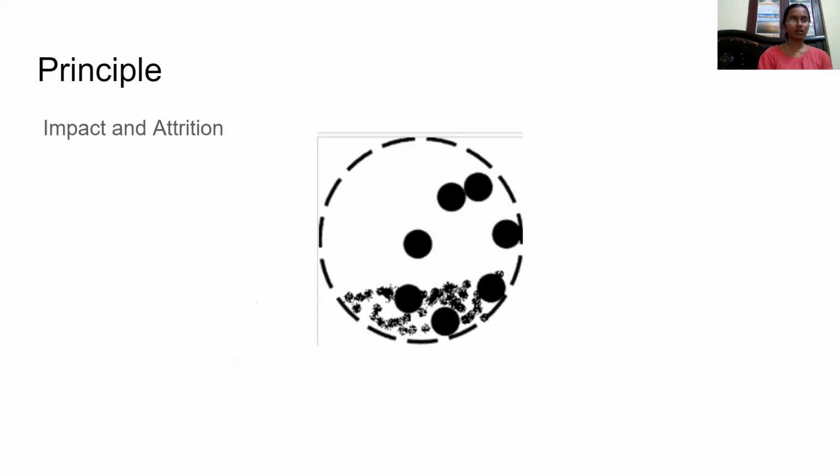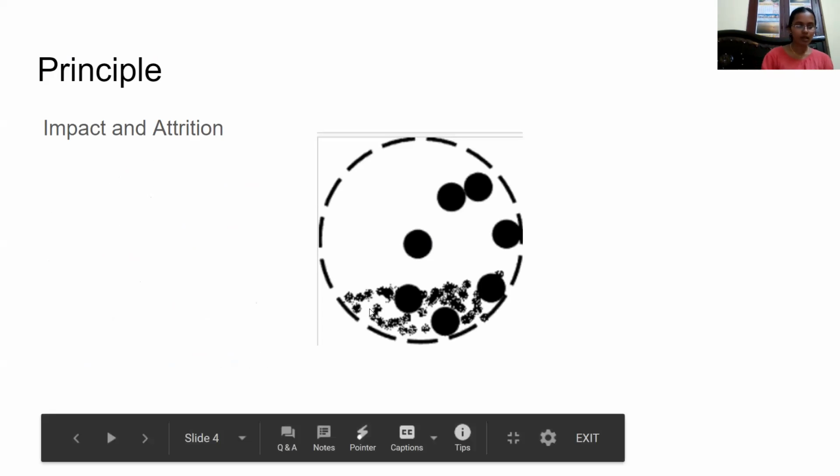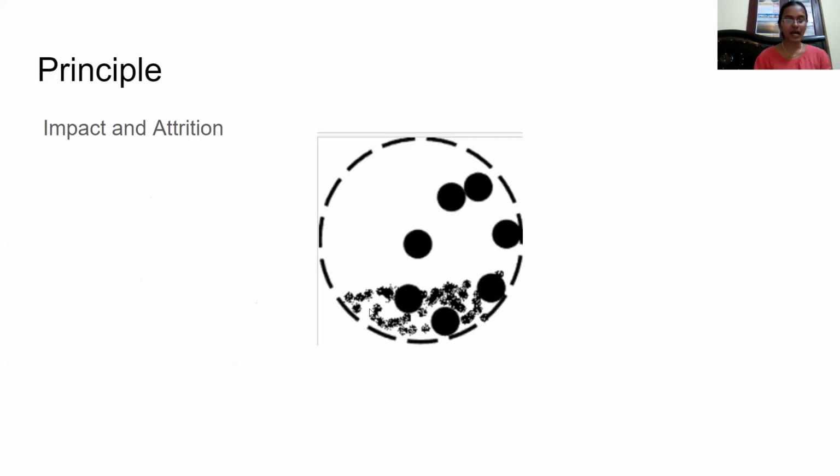Principle of ball mill. The ball mill works on the principle of impact and attrition between the balls, which are the grinding medium, and the material to be ground. These are the grinding medium balls, and this is the material to be ground. Size reduction is done by the impact as the ball drops from the top of the shell.